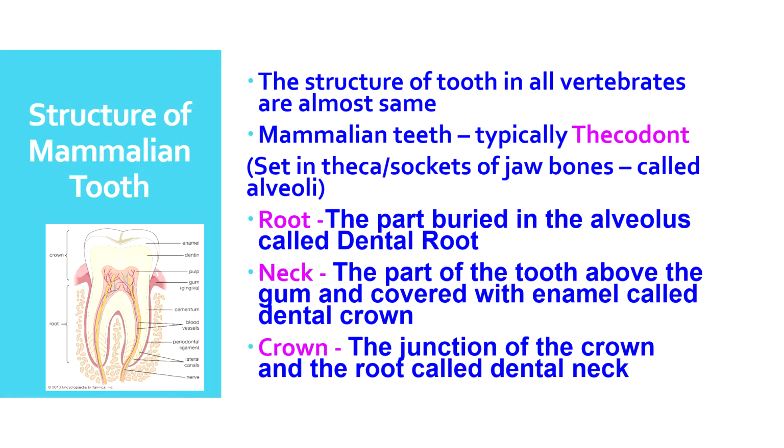The part buried in the alveolus is called the dental root, and the projected part of the tooth above the gum is called the crown. And in between the crown and the root there is a junction, which is called the neck.